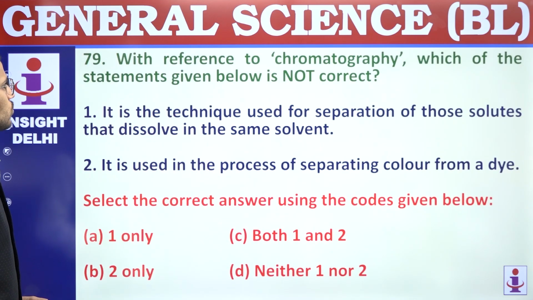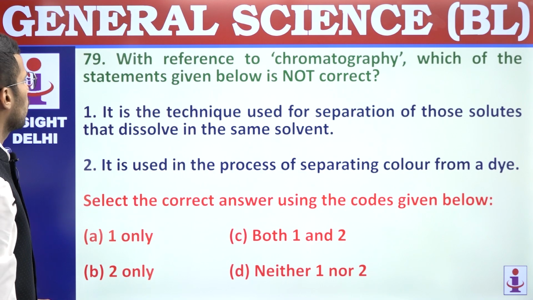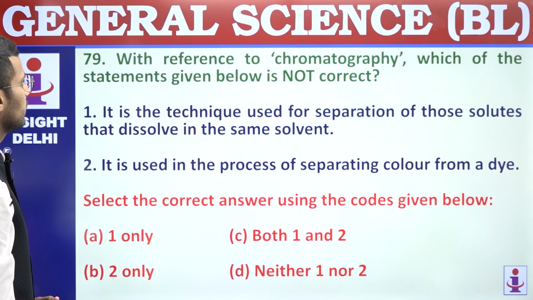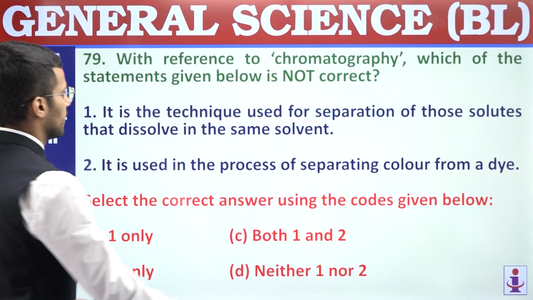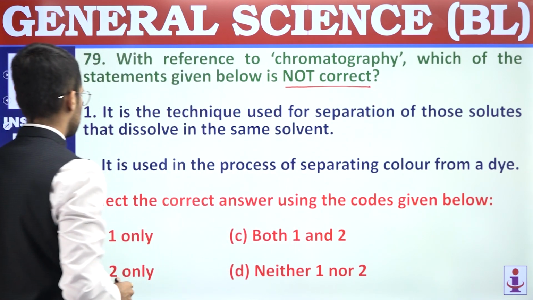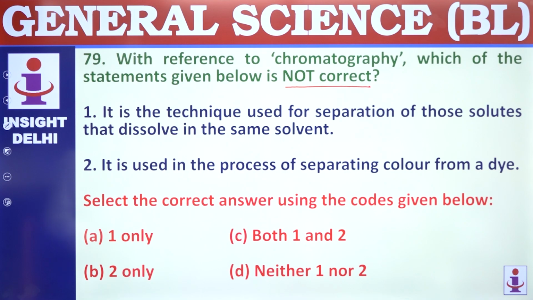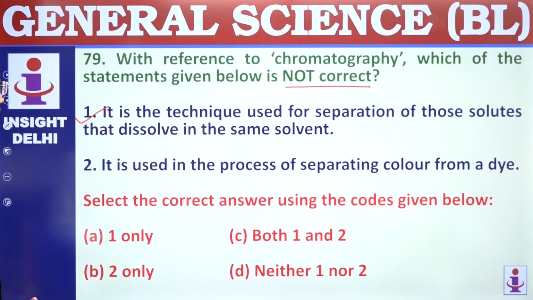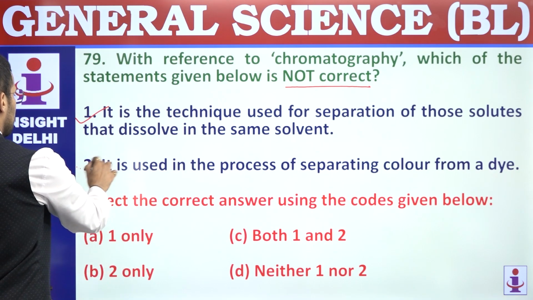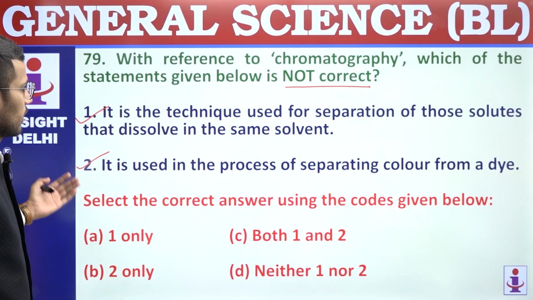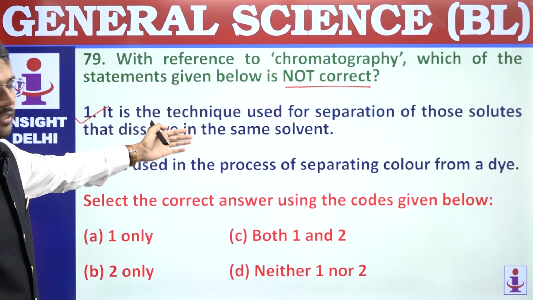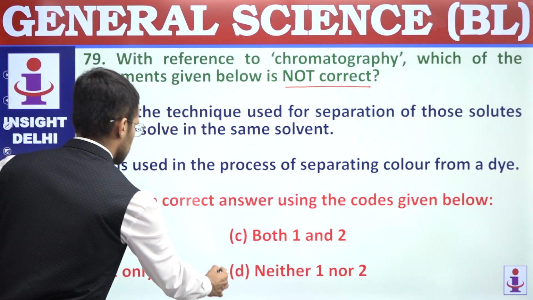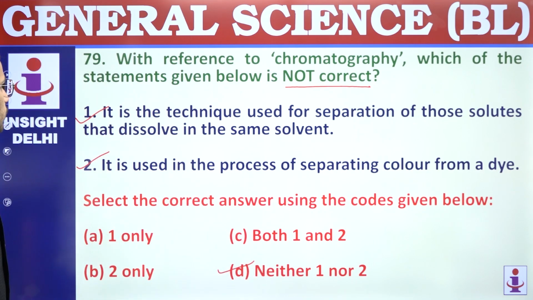79, with reference to chromatography, which of the following statements given below is not correct? First, it is the technique used for separation of those solutes that dissolve in the same solvent. Correct statement. Second, it is used in the process of separating color from a dye. Correct statement. So both these statements are correct, but we are supposed to find out the statements which are not correct. Hence answer is D, neither 1 nor 2.